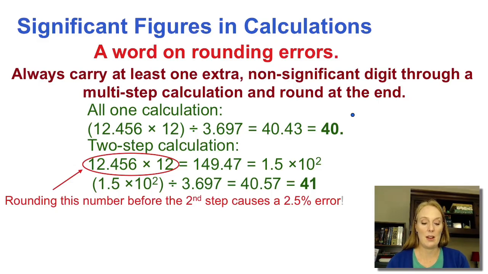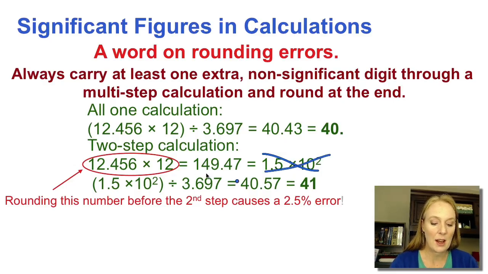What I could have done when I did this 2-step calculation is, instead of rounding it to 1.5 times 10 to the 2, what I could have done is written down my intermediate answer and underlined the 4, just to remind myself that I only had 2 significant figures. That's one way that I do it, something you might want to try.